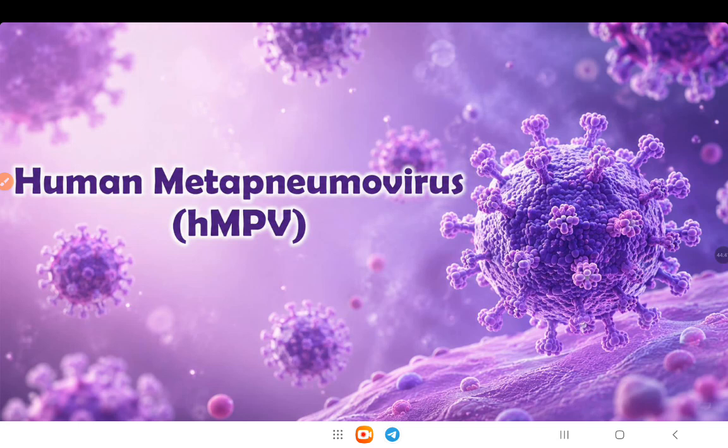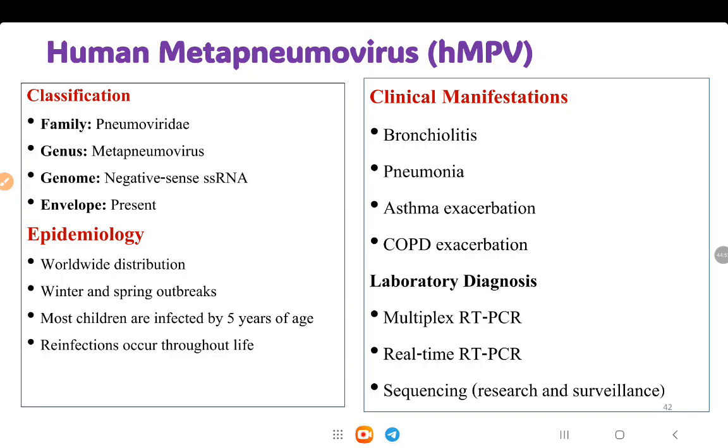The other virus which causes respiratory infection is human metapneumovirus. This virus belongs to the family Pneumoviridae, genus Metapneumovirus. The genome is negative-sense, single-strand RNA, with an envelope. Epidemiologically, this virus is found worldwide, with high incidence in the winter and spring. It causes outbreaks. Most children are infected by the age of 5 years.